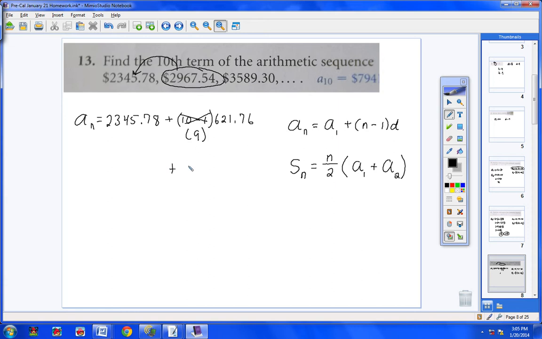You will get 5,595.84, and we're going to add to that 2,345.78. Let me quickly do that for you. I know my answer here looks like it's 794, but actually it was cut off, and so I do have the right answer. It's 7,941.62. So that is the correct answer, and you'll get that if you add these two numbers together.